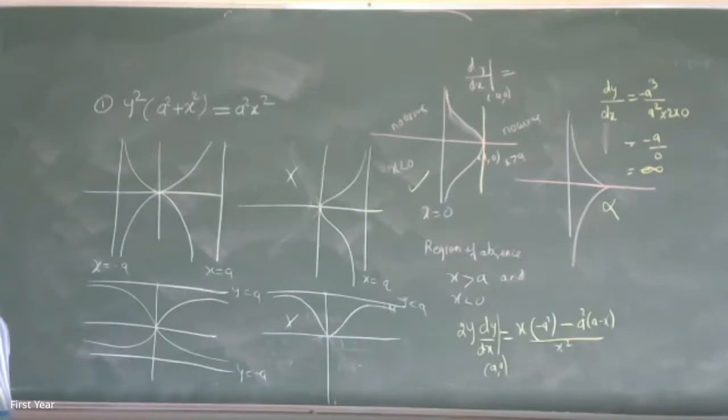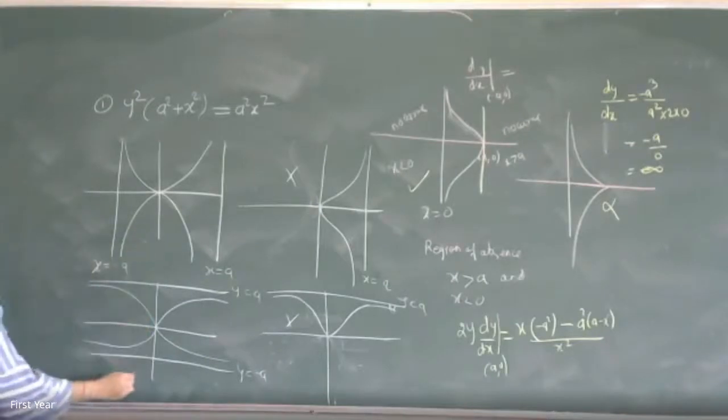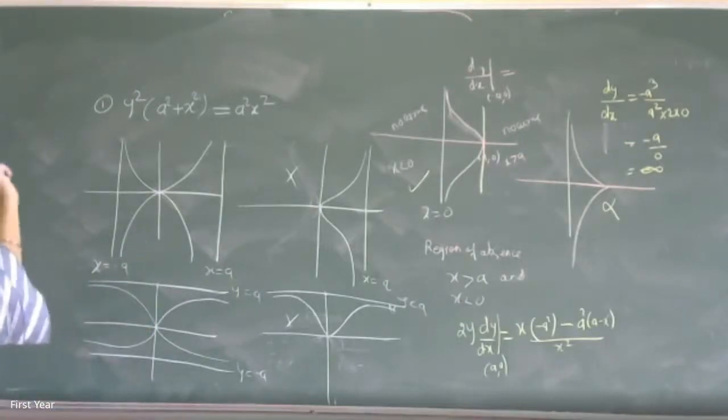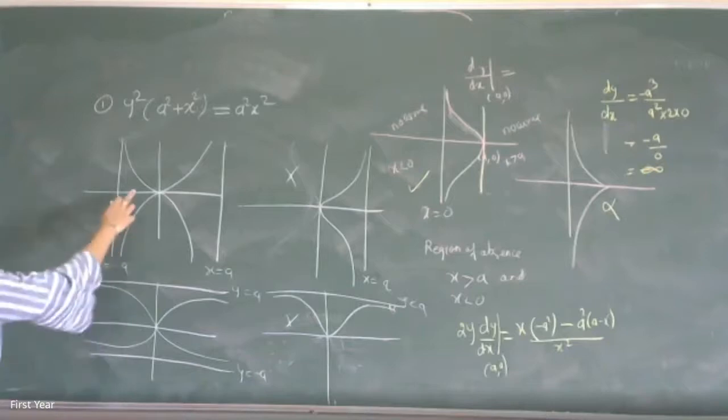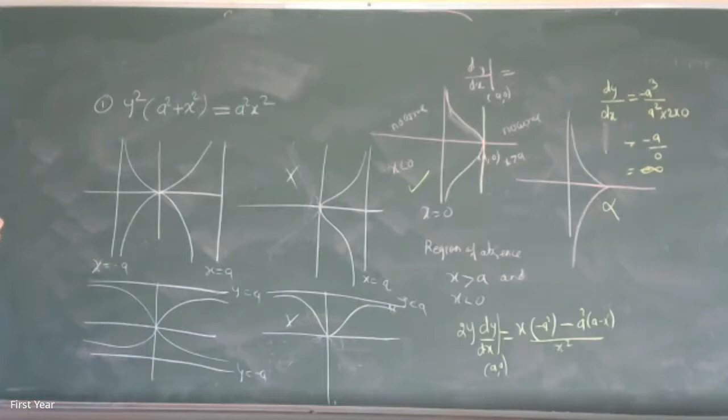Everyone? Yes, ma'am. Okay, so B and D options are eliminated. That means the answer will be either A or C. Now, where is the asymptote? Because these are the asymptotes. The curve is not beginning there. So you have to find the asymptote. So which are the asymptotes?